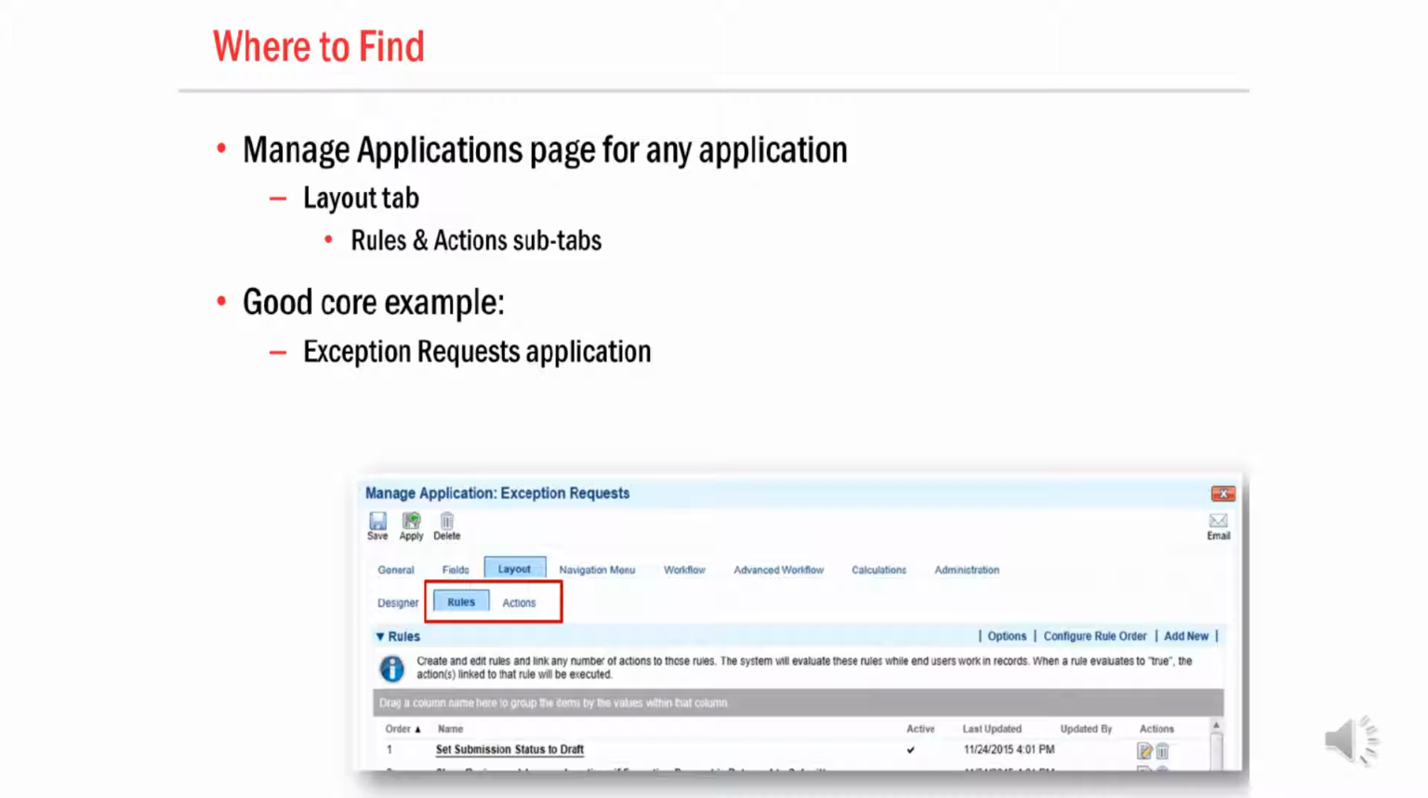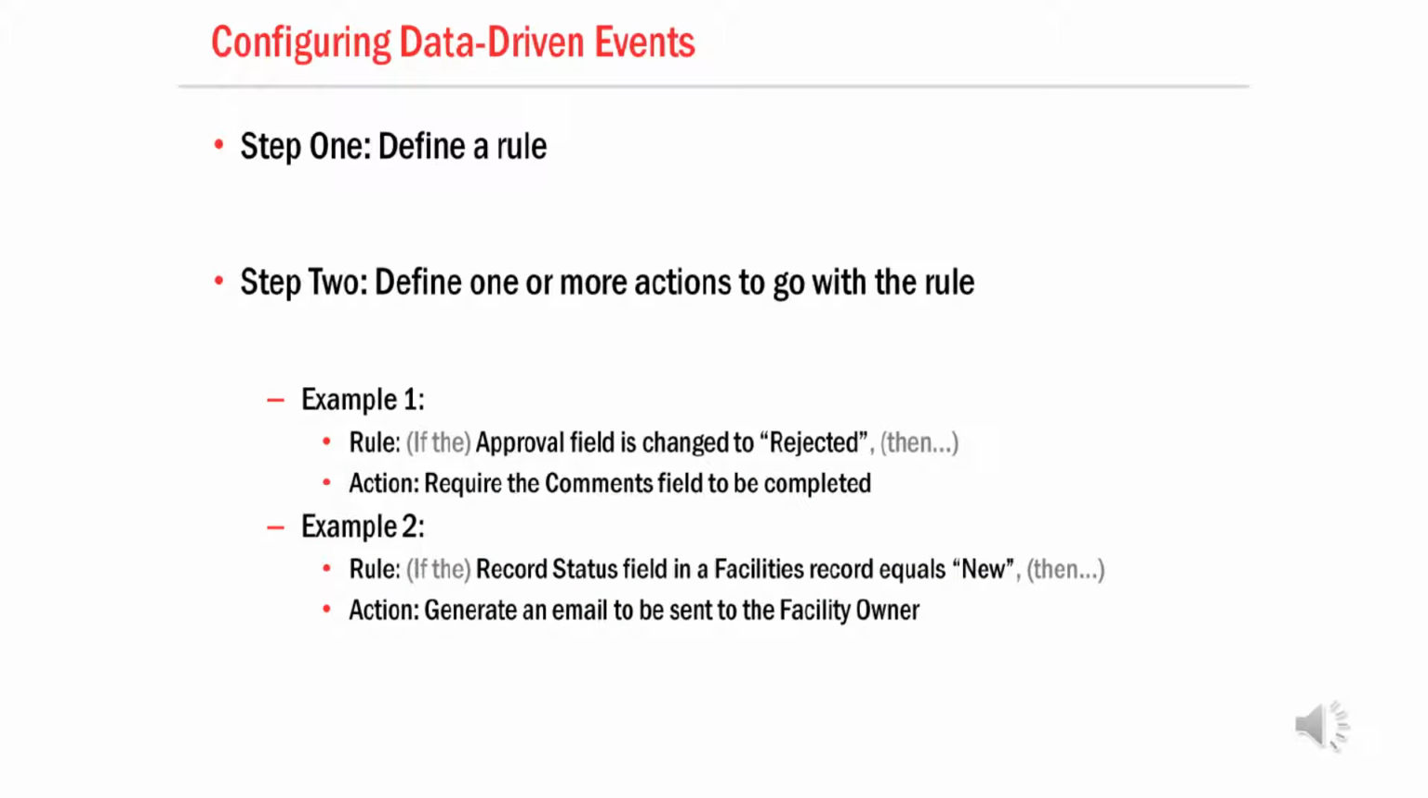Exception Requests uses a number of data-driven events in order to manage a dynamic workflow. A data-driven event is a rule with an associated action or actions. You can link any number of actions to a rule, and you can link any number of rules to a single action. A rule is a set of one or more data conditions that must be met in order for the rule to evaluate to true.